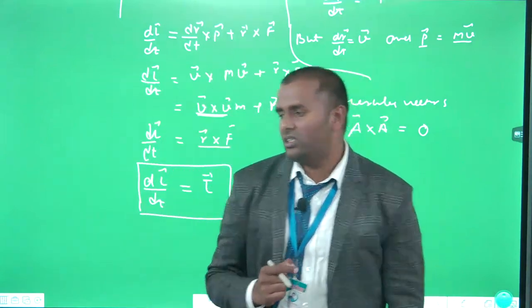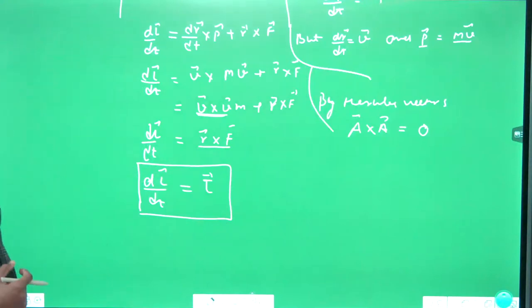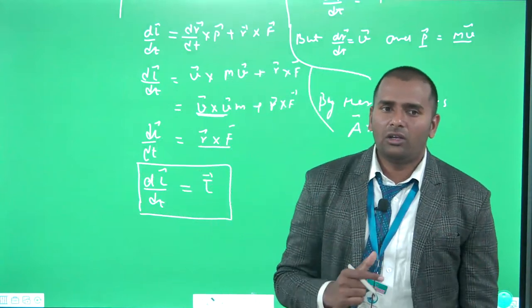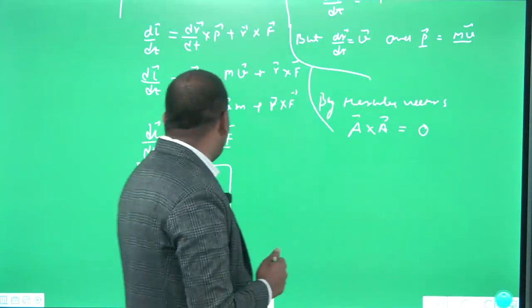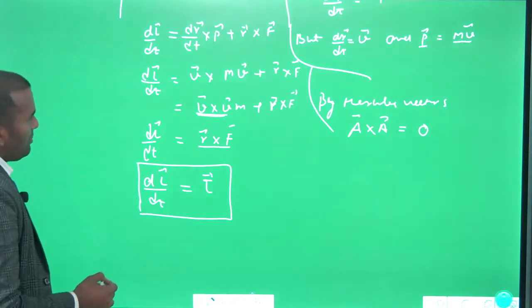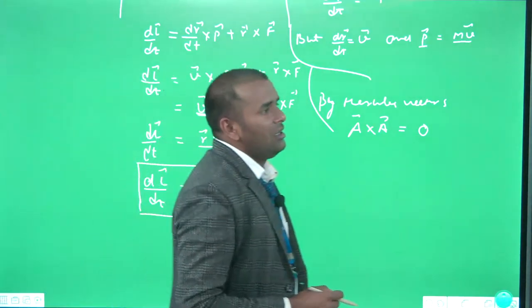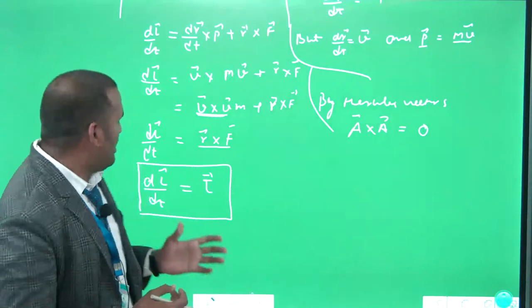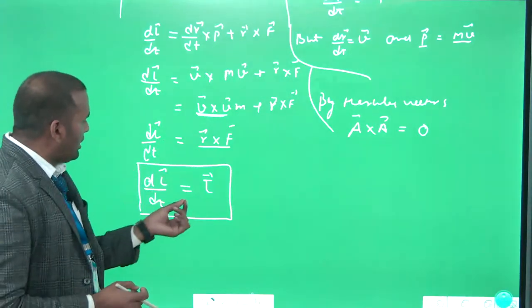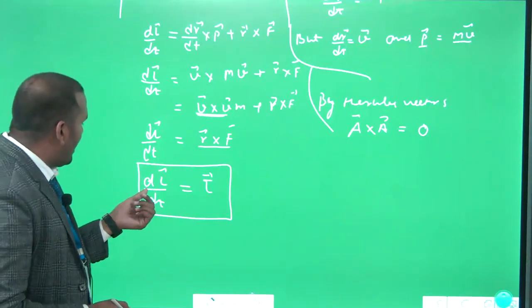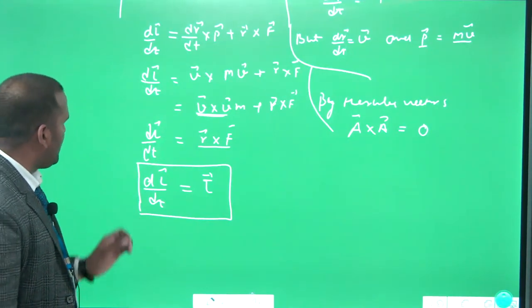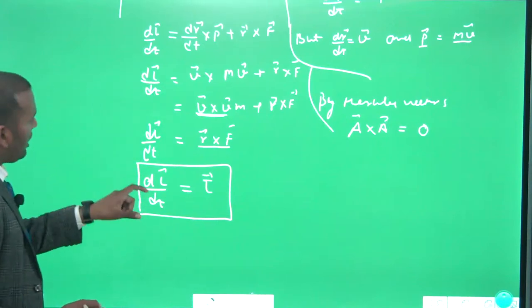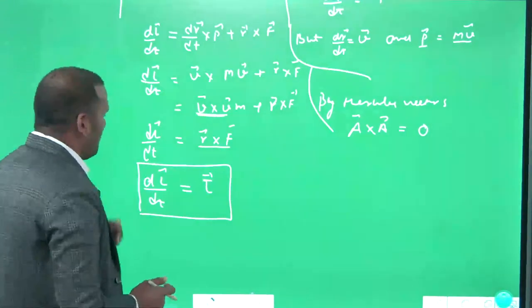As we know, torque behaves like a force. In linear motion the force is F vector, and in rotational motion the analogue of force is torque. According to Newton's second law, the force is directly proportional to the rate of change of momentum. On this basis we can say that the torque is equal to the rate of change of angular momentum with respect to time.